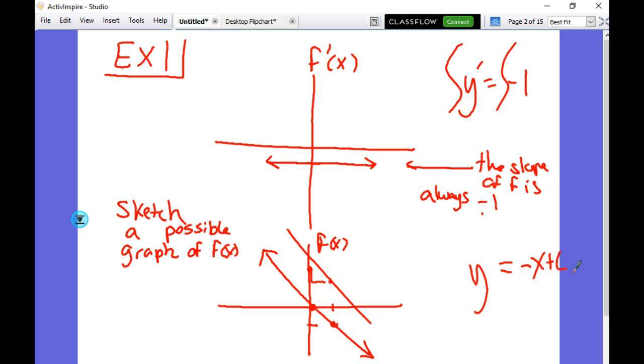So do we know what plus c is in this case? No. So that plus c means it could be +2, it could be +4, it could be -5. We don't know where this linear line is. We just know that it is a linear function with a slope of -1.